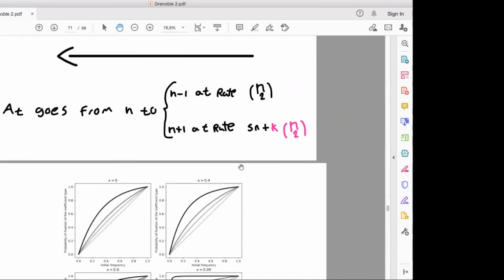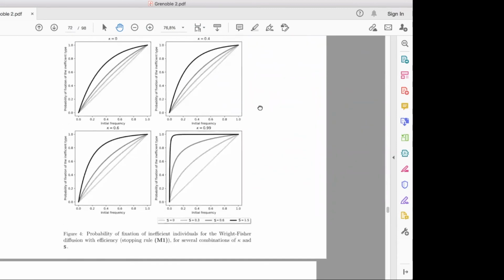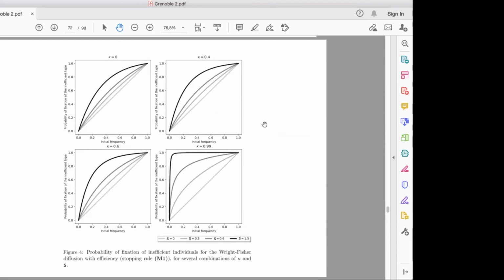And what is very interesting for me in the biological sense is what are the probabilities of fixation of individuals that are inefficient. And what we see is that being inefficient is actually a neutral trait. So if you see the diagonal is the case when you have no selection at all. And if you have no selection at all, being efficient or inefficient is just neutral. But what is very impressive is that if you have selection, so here you have different lines, and the darker the line is, the more selection you have.